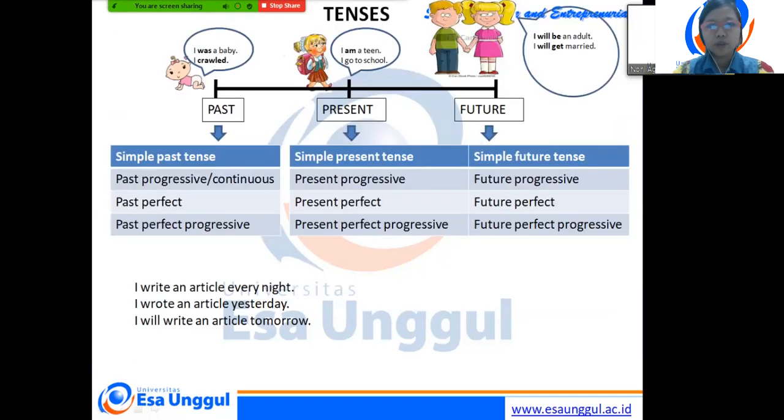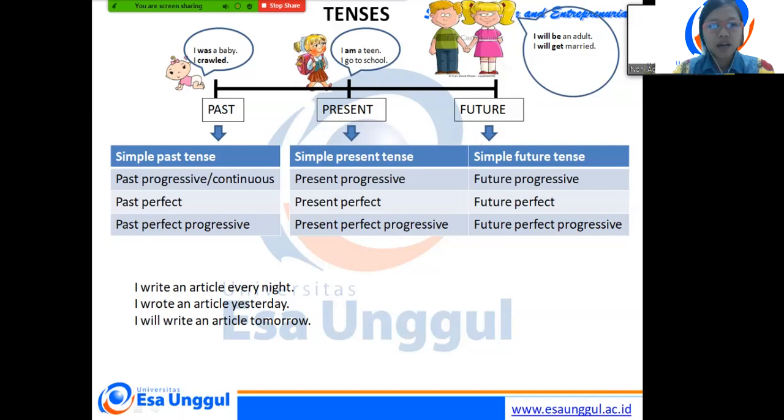If you see from the pictures, there are three big tenses: past, present, and future. It's important to know tenses because we can write and speak properly. To make it easy, we will look at the example.